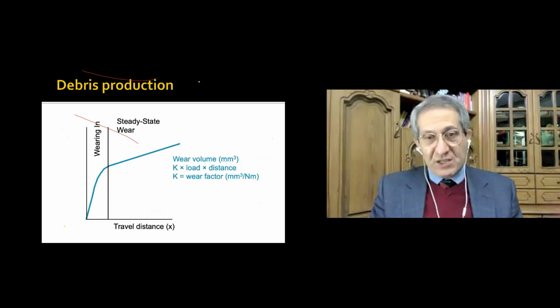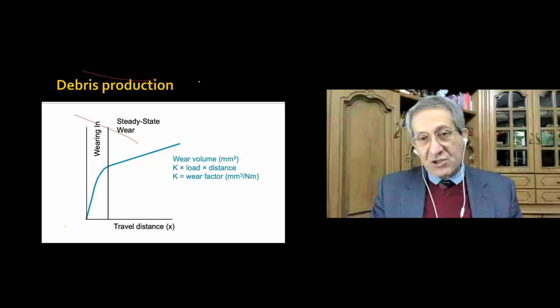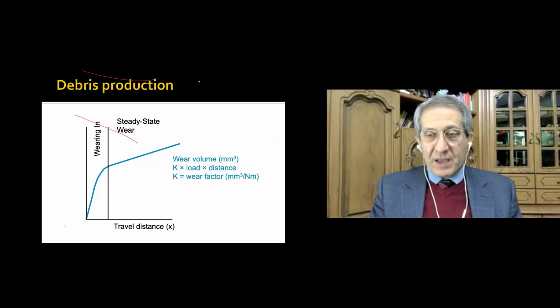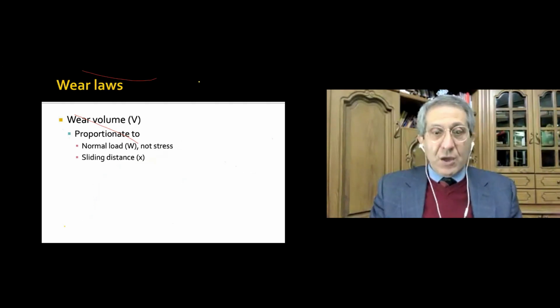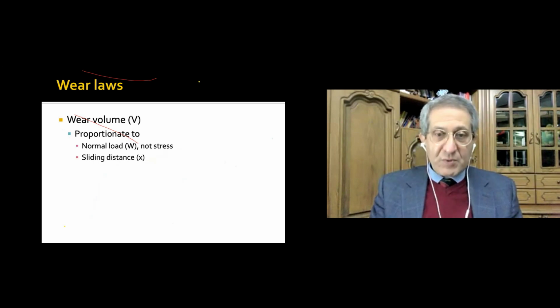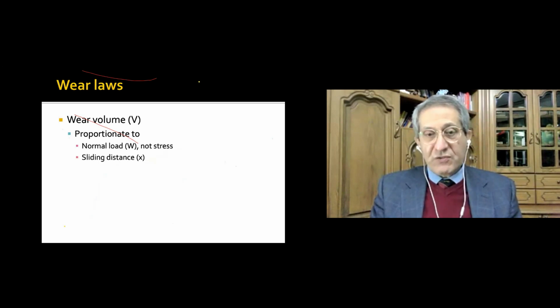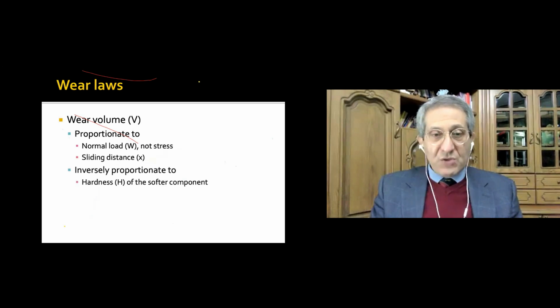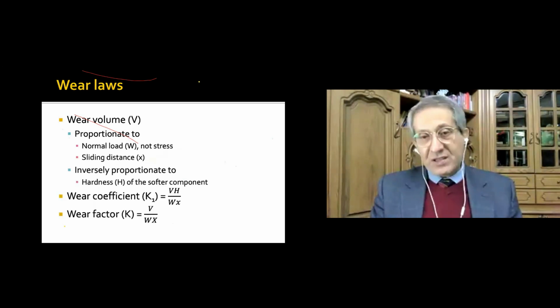Debris production is initially accelerated in the initial wearing-in phase. However, it later reduces and reaches a steady state. Wear volume is directly proportionate to the normal load, and not the stresses, and the sliding distance that the articulating surfaces experience. It is inversely proportionate to the hardness of the softer component. Using this information, one can calculate a unitless wear coefficient as well as a more specific wear factor.